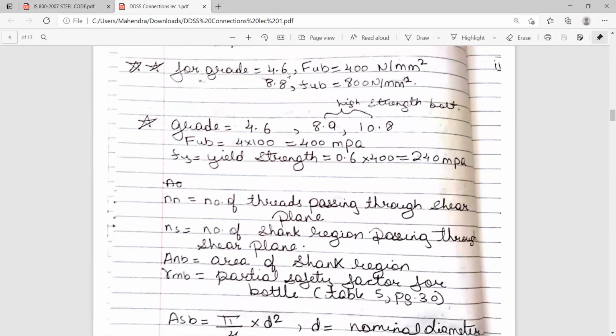For grade 4.6, FUB is 400 Newton per mm square. And for grade 8.8, FUB is 800 Newton per mm square. And FUB will be equal to 400 MPa. And for that, FY. What is FY? FY is nothing but the yield strength. So for yield strength you have to multiply it by 0.6. So for the 4.6 grade, your value for yield strength will be 240 MPa. So, note down from here.